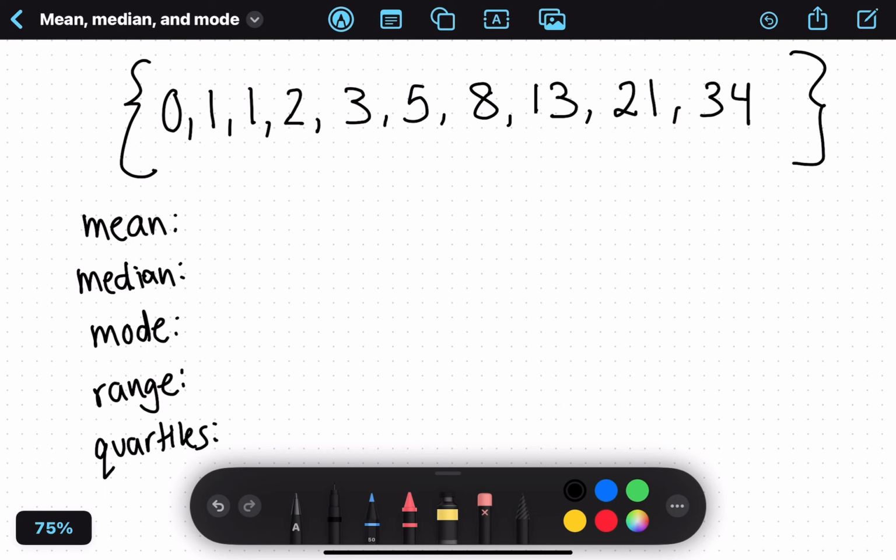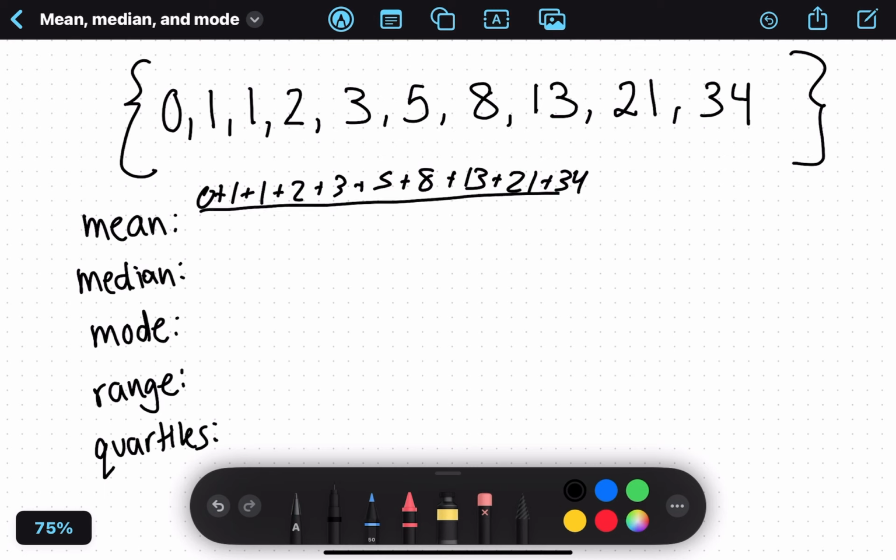Okay, so our mean would be all our values added up. So 0 plus 1 plus 1 plus 2 plus 3 plus 5 plus 8 plus 13 plus 21 plus 34 over the amount of values. So we have 1, 2, 3, 4, 5, 6, 7, 8, 9, 10 values. So that whole sum divided by 10. Check that with your calculator. I am going to calculate that really quickly with my calculator. So that sum is 88 over 10. That is equal to 8.8.